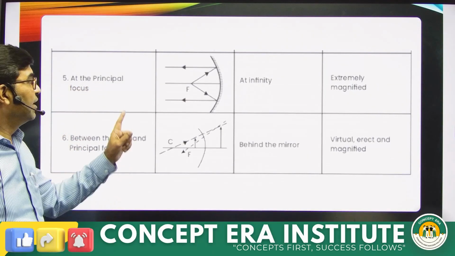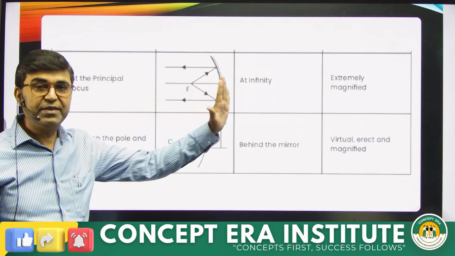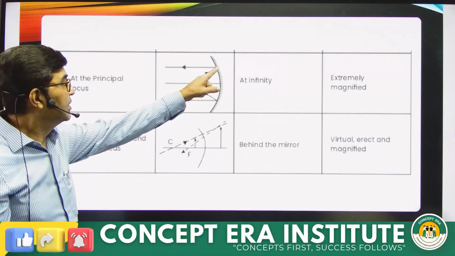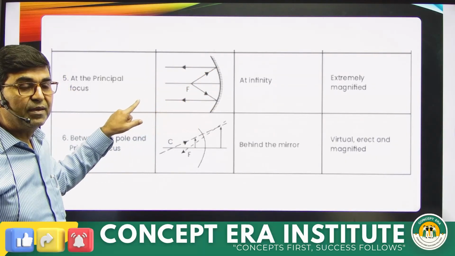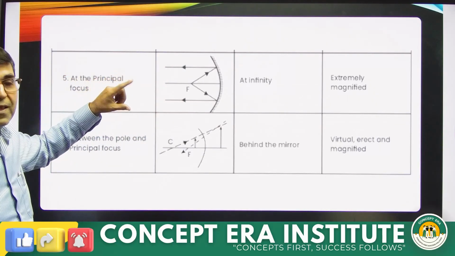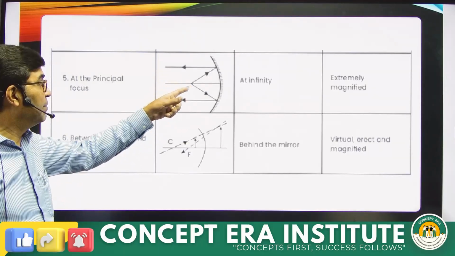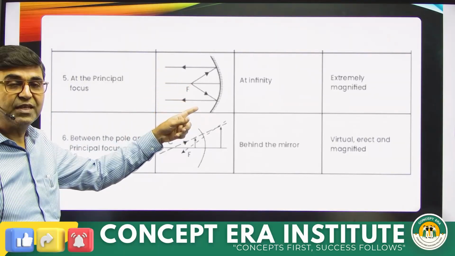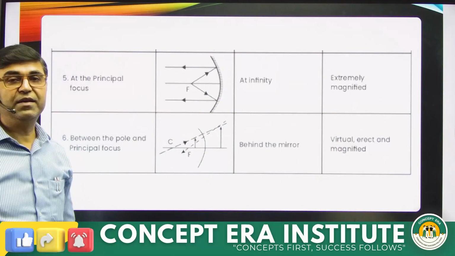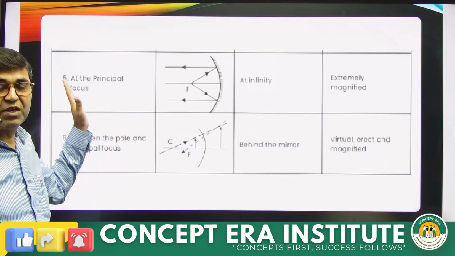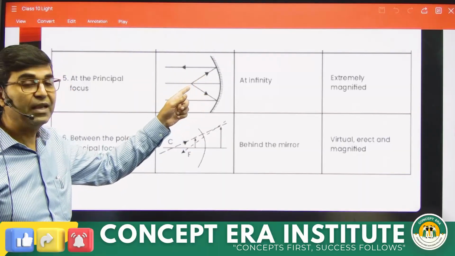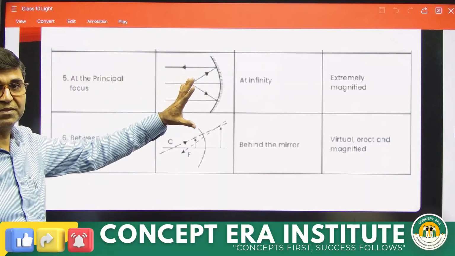Next is when the object is now brought at focus. Object is at focus. Both the rays passing through the focus will become parallel and they will go towards infinity. So we say that the object, when placed at focus, will produce an image which is at infinity and it will be highly magnified or highly enlarged. Remember the case when the object was at infinity, the image was at focus. Now the object is at focus and image is at infinity. They have changed their places.